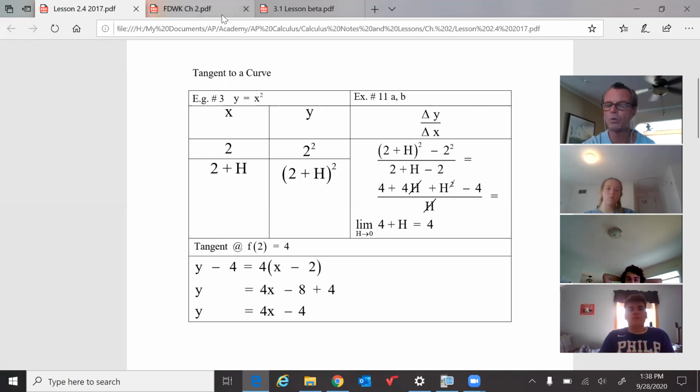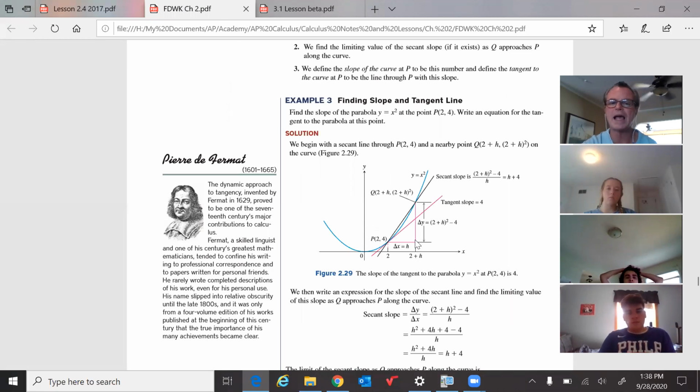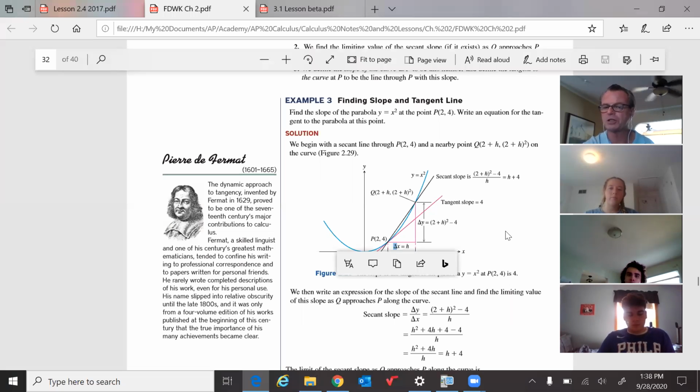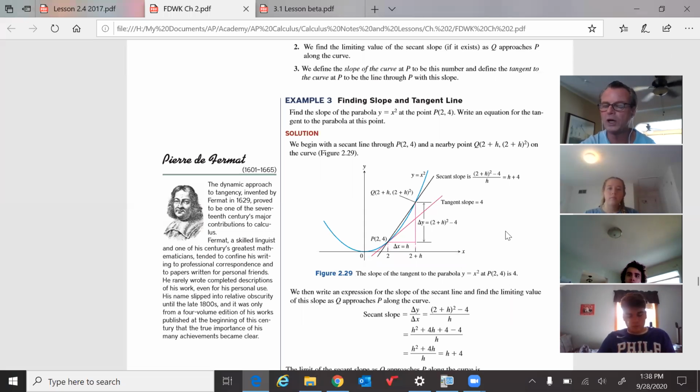So you look in the textbook, what they're doing is saying, here's my h right here, this horizontal change. If I click and drag that to the left, where h is getting smaller and smaller, this black line, this secant line, is going to go to this red tangent line. So the black secant line, which intersects the curve twice, will then map onto that red tangent line, which intersects the curve once at the point you were told to use, 2.